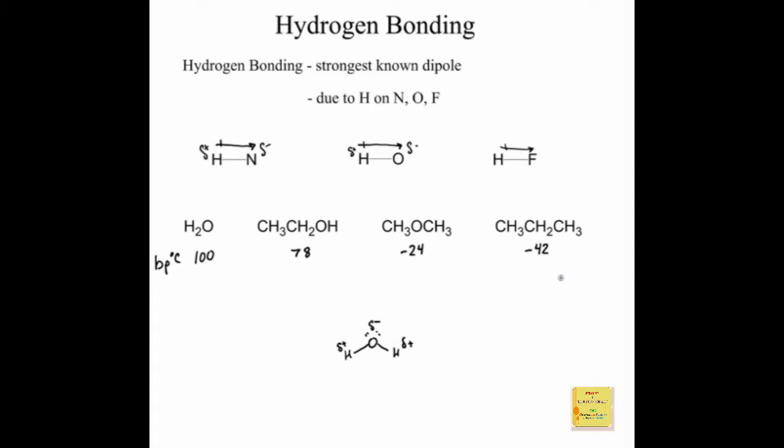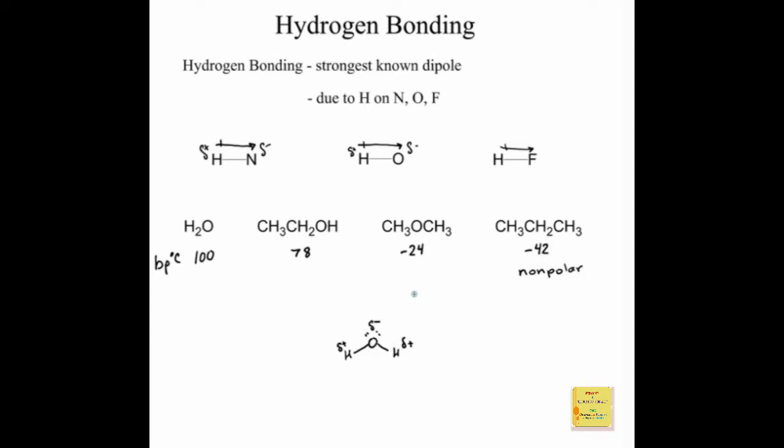So for example, let's take a look at this series of compounds. We have water. We have a carbon chain with an OH. We have a carbon chain with an oxygen in the middle, and then we have a carbon chain with no oxygens. Okay, so right off the bat, we can see that we have another example of something that is completely nonpolar down here. And so that's why we have such a low boiling point, minus 42 degrees C.